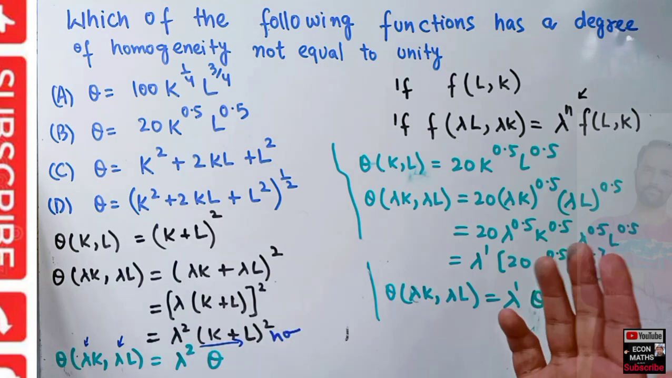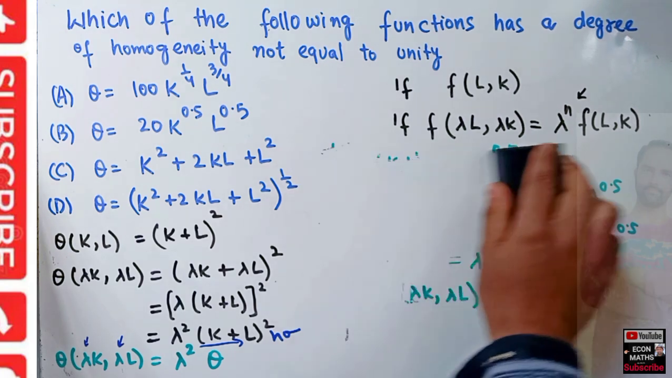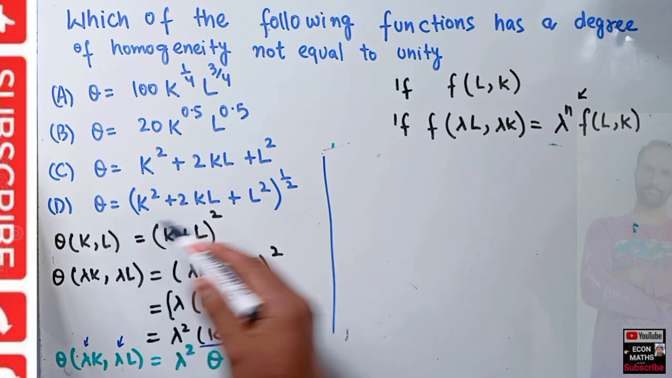Okay, homogeneous of degree 1 gives us constant returns to scale, and homogeneous of degree 2 gives us increasing returns to scale. This should be remembered here. Let's take the last one. Again, the first two are Cobb-Douglas production functions, and let us see the last one.